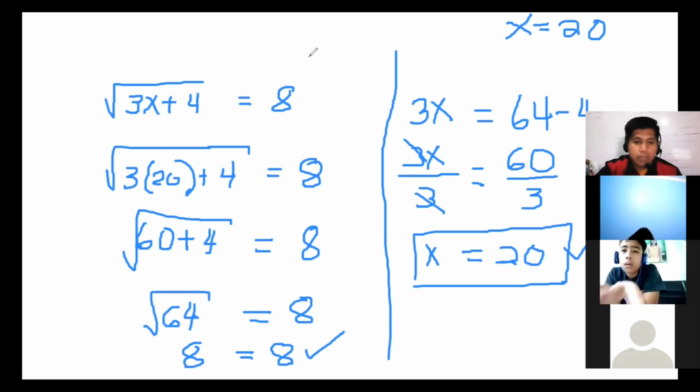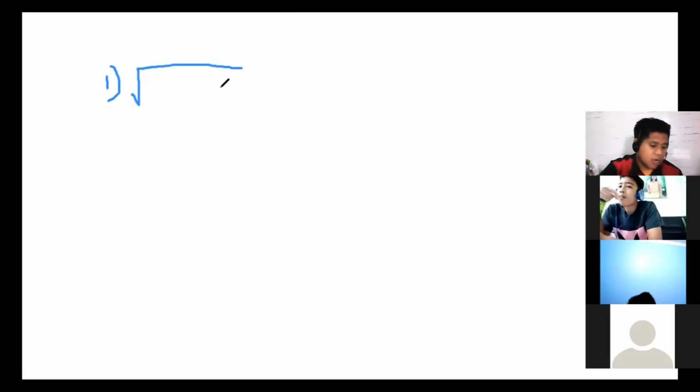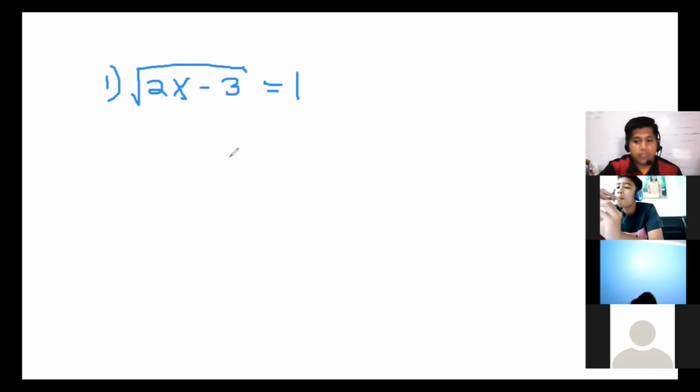Alright, so now children, I'm going to give you 2 minutes to solve this. This time, I want you to practice solving this one because maybe I could include this in your exam on Thursday. So this is the square root of 2x minus 3 equal to 1. I want you to get the value of your x. Solve on your seats right now, then after 2 minutes, I'm going to get back to you.